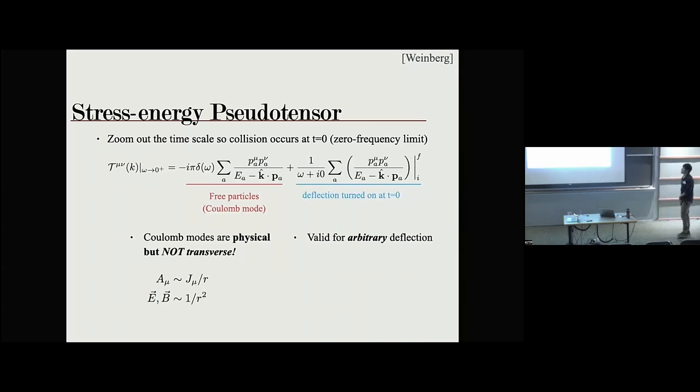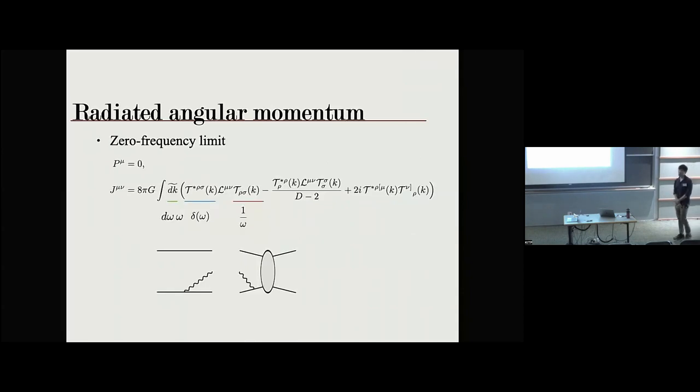So now you can plug this result in and see what the radiated linear and angular momentum are. The linear momentum is zero, trivially, because we consider the zero frequency limit. For angular momentum, when you combine all these frequency factors, you'll find there's a finite contribution in the very end.